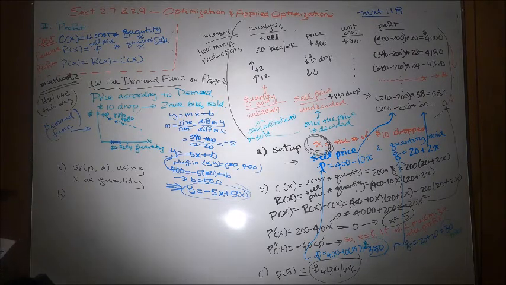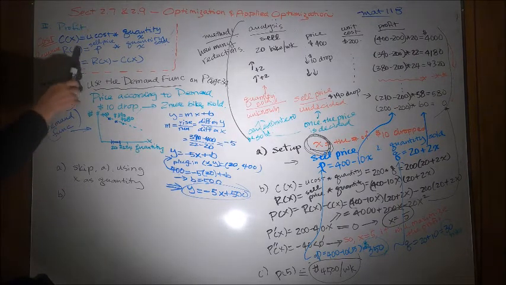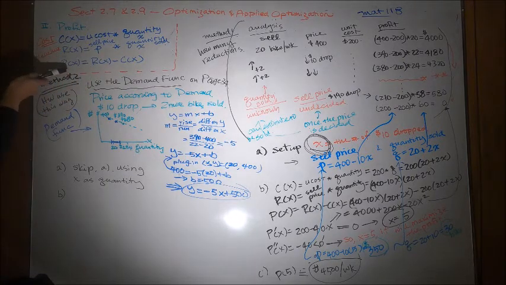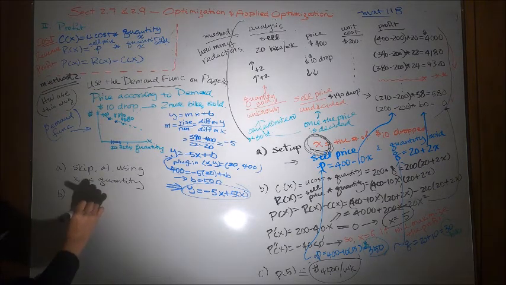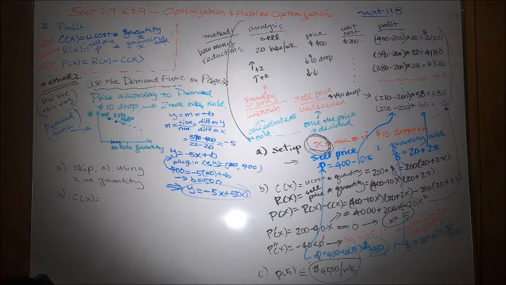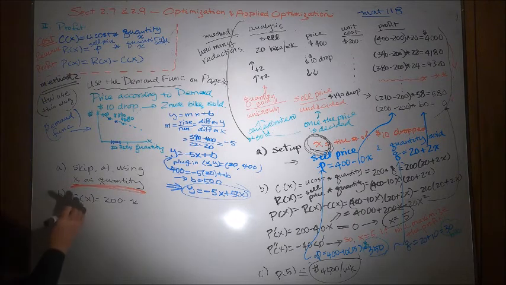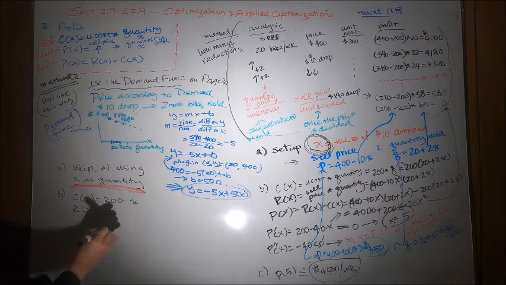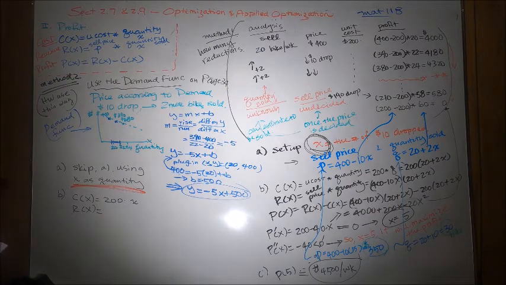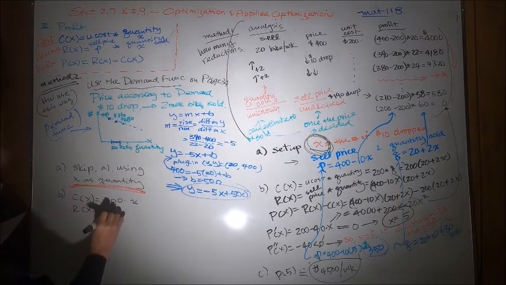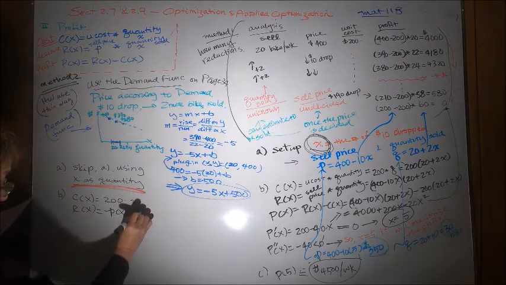Then let's do this. We still use the business concepts. They are the same, right? So C of x would be what? Cost. We use x as a quantity. So C of x would be what? Unit cost, $200 times quantity sold. And R of x would be what? Sale price. Where is the sale price? That's the price times the quantity.